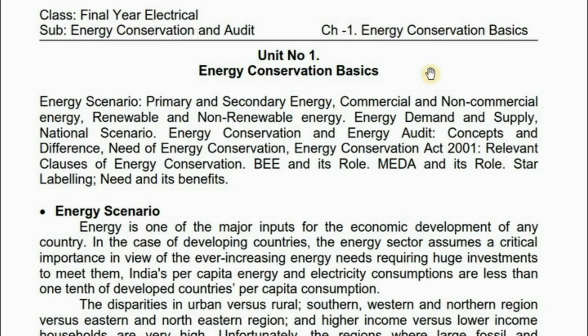In today's lecture, we are going to start with unit number 1, whose title, as given here, is Energy Conservation Basics. Now, the various topics that we are going to learn in this first unit are as given here.